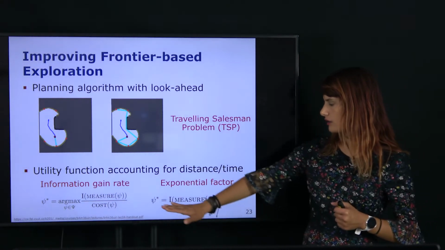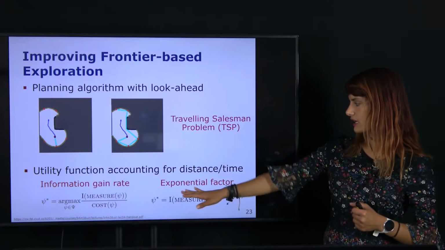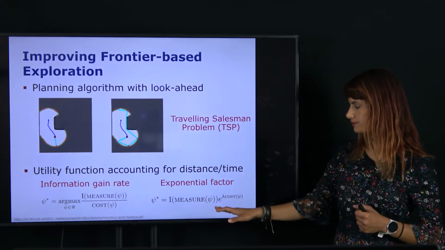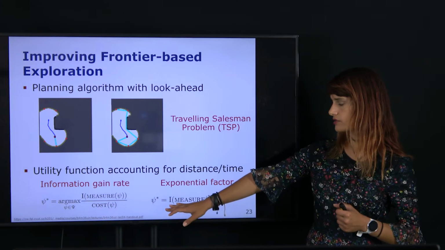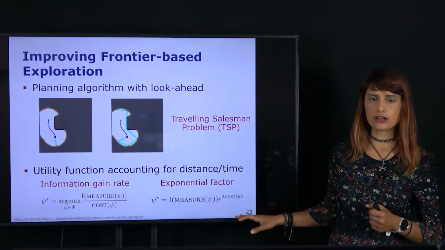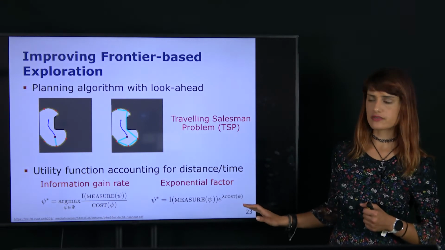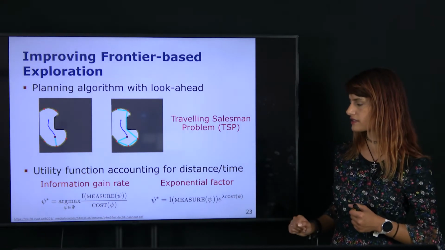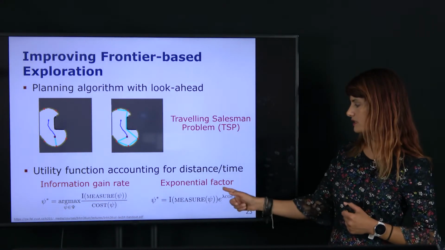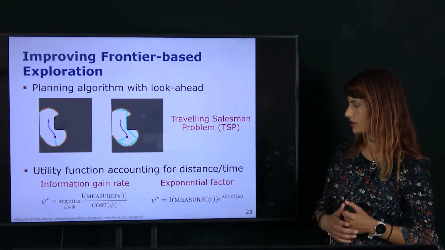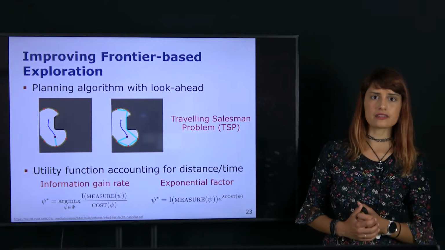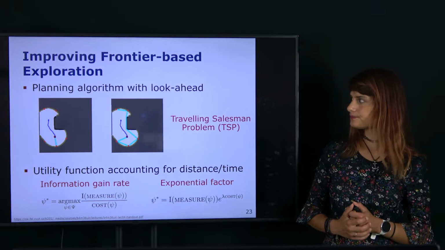Another way of managing this is using an exponential factor in our utility function. So here what we do is we take our information gain and we scale it by an exponential factor depending on the cost of that path. Again, the cost is the path length or the travel time. And here we see an exponential factor which controls the rate of this decay or how much we want to penalize paths based on their cost.